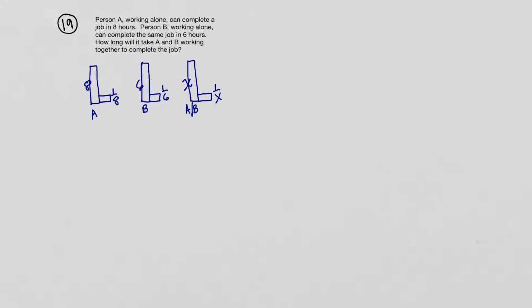So what we're going to get here now is this. Here's A's part in 1 hour: 1/8 of the job can be completed by A. Getting help, so plus, from B, 1/6 of the job. And then this is equal to just putting them both together, equal to 1 over x. So now we've got a rational equation. We know how to solve these.